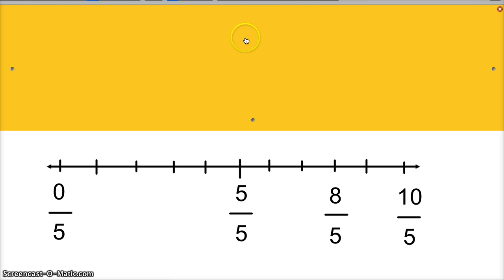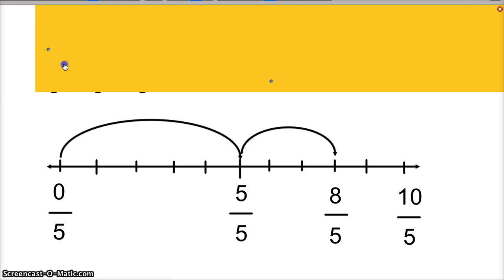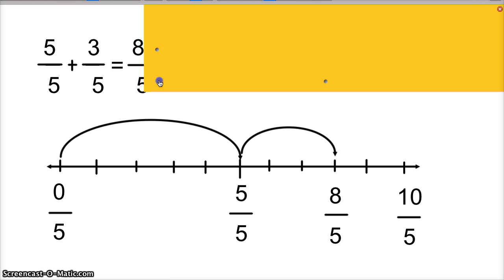Okay, and I want you to think about this addition problem that we're going to do next. As we went from 0/5 to 5/5, and then I went from 5/5 to 8/5. So that's what I ended up on. Write the addition sentence to get me to my answer of 8/5. Okay, so I started with 5/5. Then how many more did I add to get to 8/5? I added 3 more, and that altogether equals 8/5.